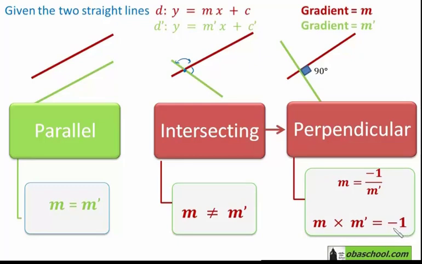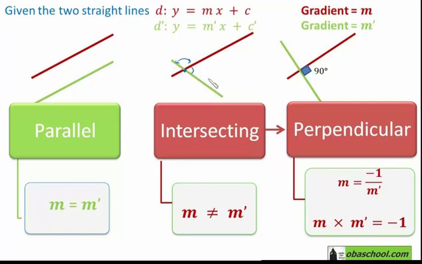This is an important chart. Let's repeat again. If the two straight lines are parallel, then there is no common point between them. So to connect the shape with the rule, the parallel shape is like the equal sign, so the gradients are equal.